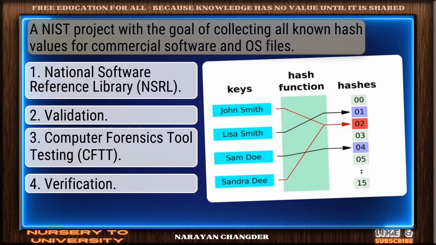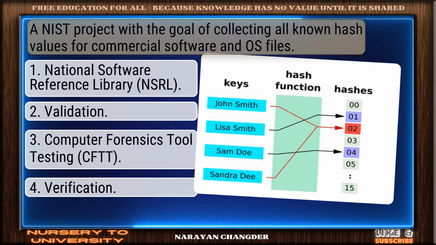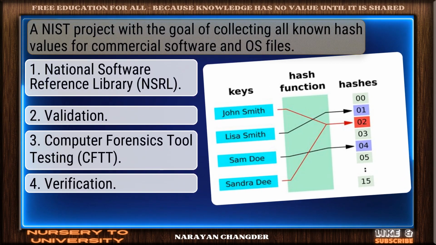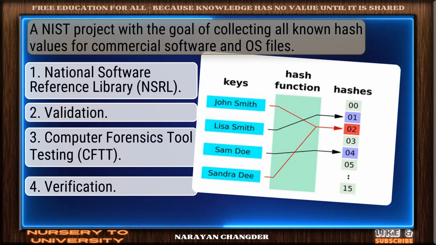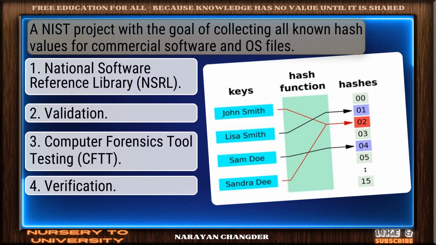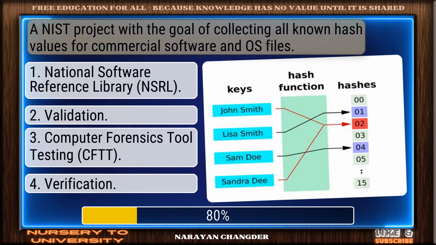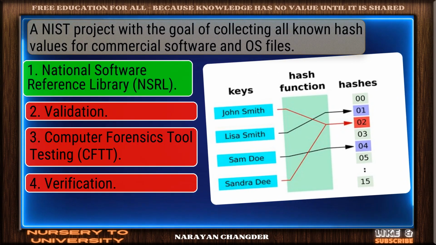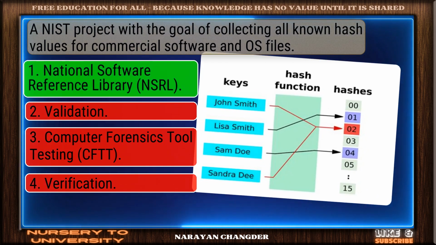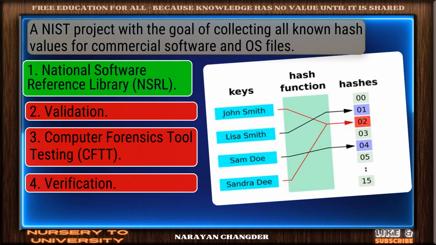Question number 20. A NIST project with the goal of collecting all known hash values for commercial software and OS files. Excellent. National Software Reference Library is a brilliant choice.